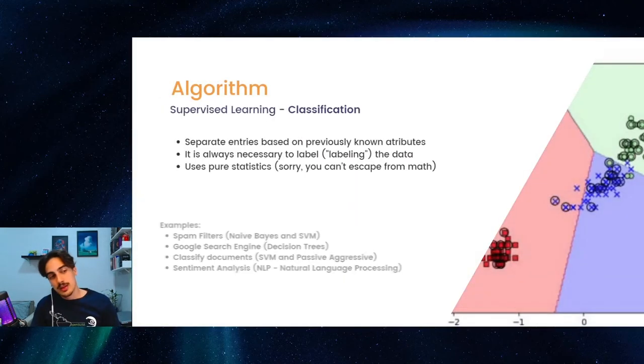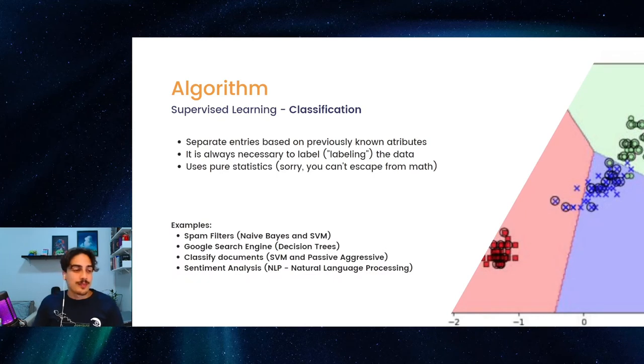Okay, moving on, we got our third important step in a machine learning pipeline, which is the algorithm. In our case, we are doing supervised learning with the task of classification. We have to classify if a news is true or fake. Classification is a classic method of machine learning, and it separates entries based on previously known attributes. So it's always necessary to label this data, and this is what we did. We take the news, we label it true, we label it fake, and we give it to the algorithm.